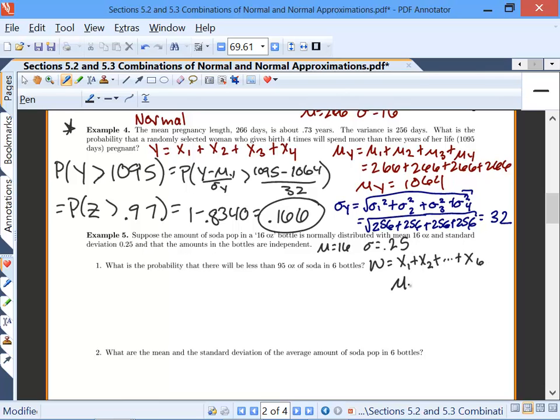So my mean for W is I'm just going to add up each of those means. There are 6 of them, so it's going to be 6 times the old mean, which was 16, so it gives me 96. If I wanted to find the variance of W, what do I get to do with each of the individual variances? Add them up. There's 6 of them. It told me the standard deviation was 0.25, so the variance is that squared. So 6 times 0.25 squared gives me 0.375. So if I want to find the standard deviation of W, I need to take the square root of that.